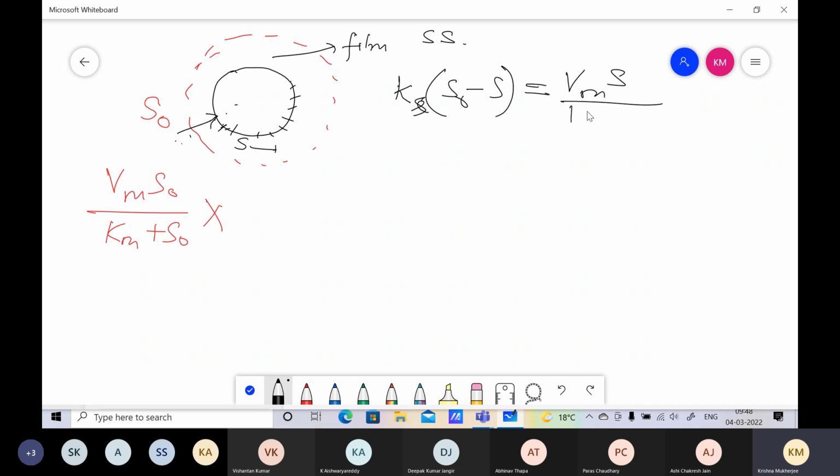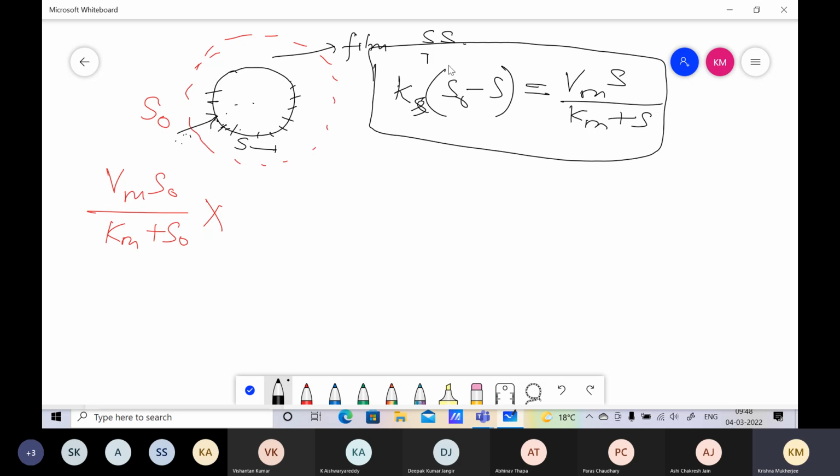Vmax S upon Km plus S. So at any given instant, the substrate concentration on the surface is matched by the fact that this is the rate of diffusion and this is the rate of reaction. So these are steady states in seconds, and this is your basic steady state equation where I say the diffusion rate across the film is equal to the reaction rate, right?